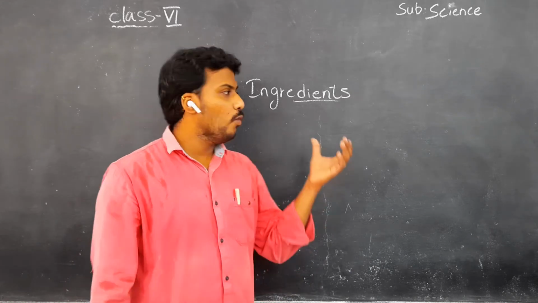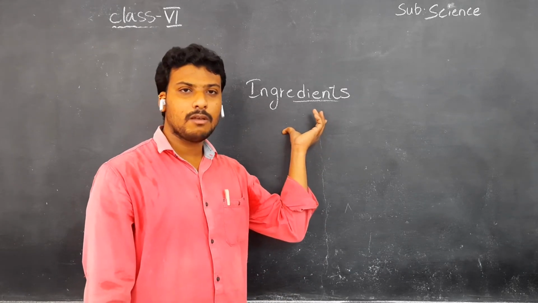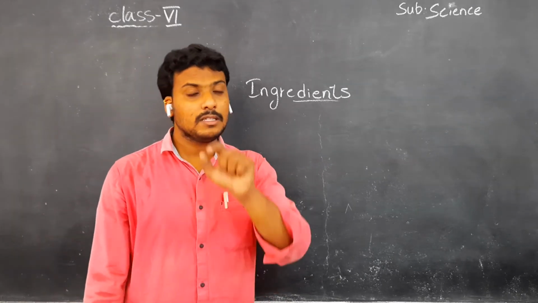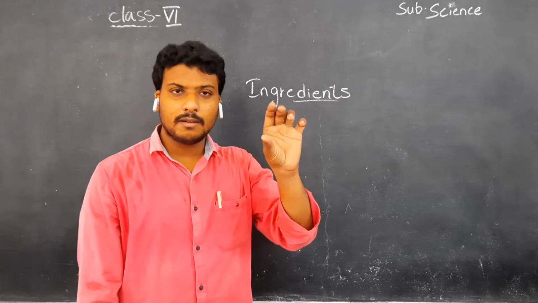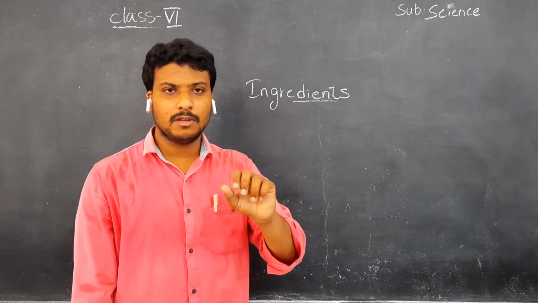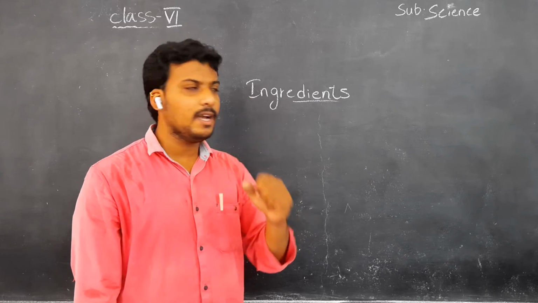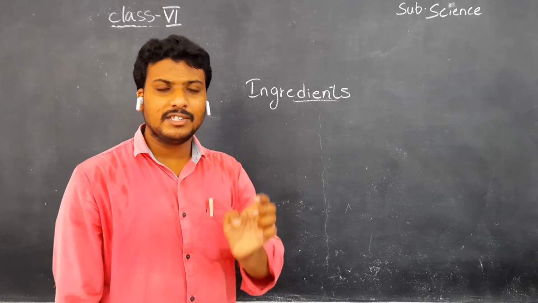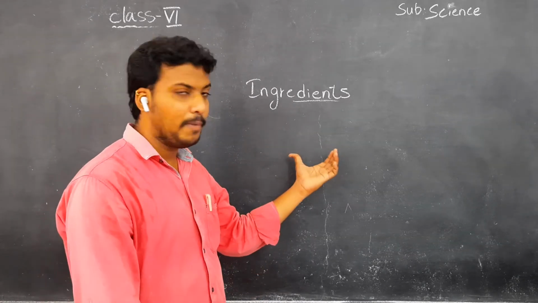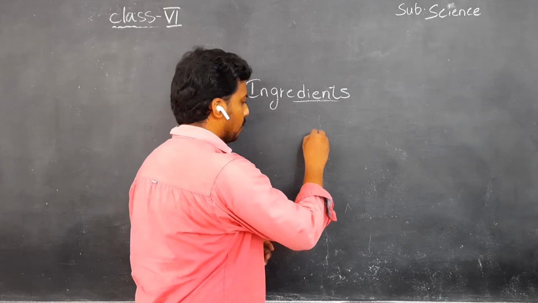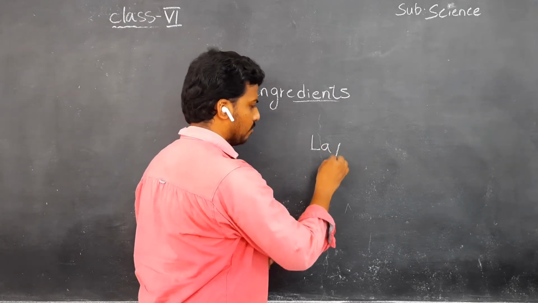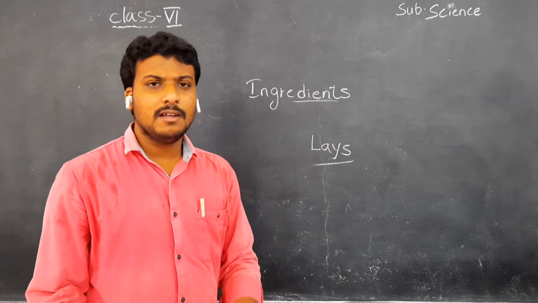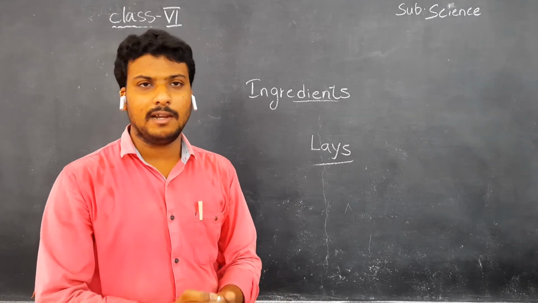Ingredients. Okay, where do these ingredients come from? I gave you a Lays packet, children, and I said that at the back of the Lays packet there is a small piece of information. What is that? Ingredients list, children. The ingredients which are required to prepare a chips packet. To prepare Lays, what are the ingredients we take? It mentions clearly at the back of the packet.